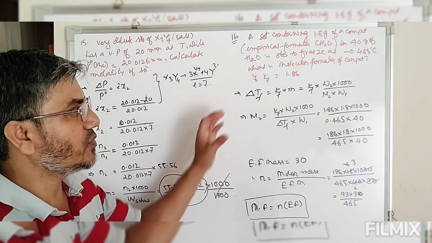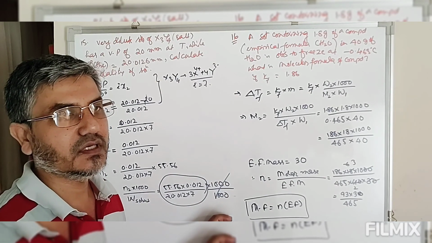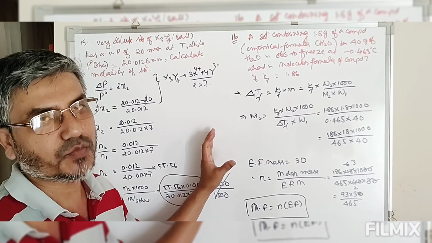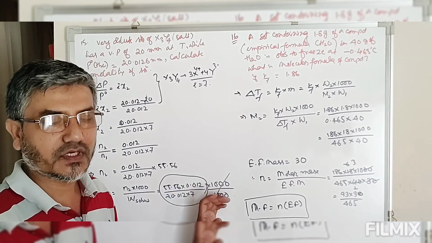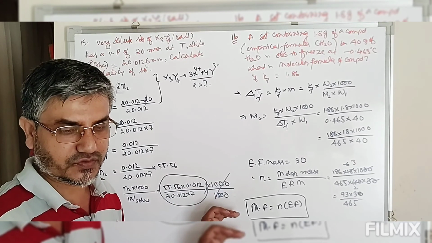So these are some of the typical problems involving colligative properties. Hopefully you enjoyed this class. I suggest you go through this and try to solve other numerical problems also. Thank you all.